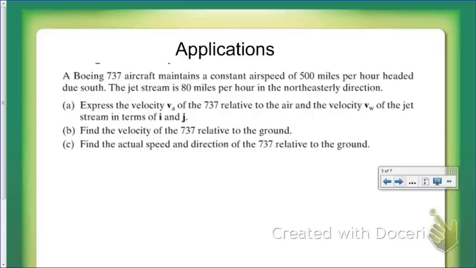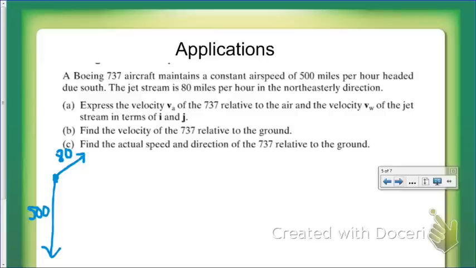So what we have, there's a Boeing 737 aircraft. It has a constant speed of 500 miles per hour, and it's headed due south. So we're going to go ahead and draw this picture. So I have a plane, and it's heading due south. Then I also have the jet stream that is 80 miles per hour in the northeasterly direction. So I'm going to try and show what these two vectors would look like. I've got one going down at 500 miles per hour. Then I have one that's going up northeast at 80 miles per hour. So I know that's 80, and this is 500.